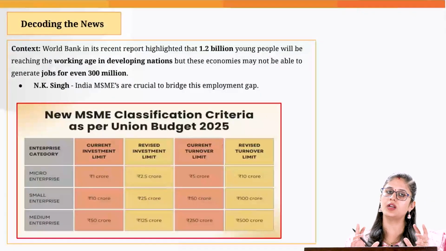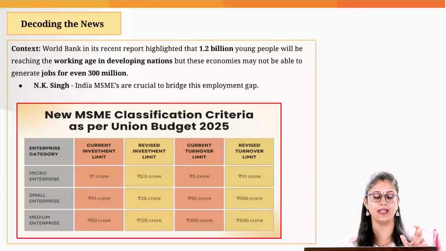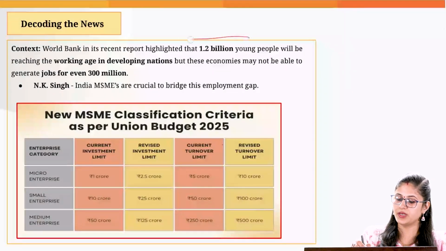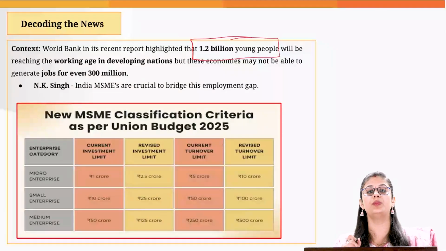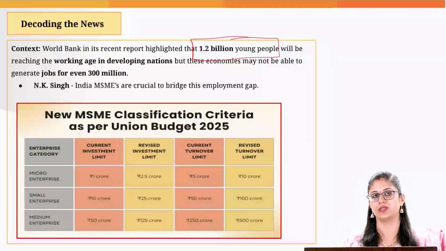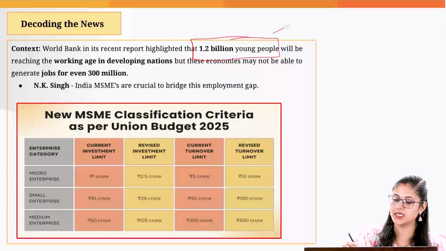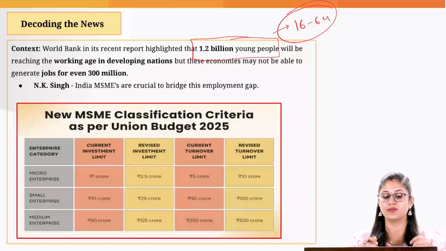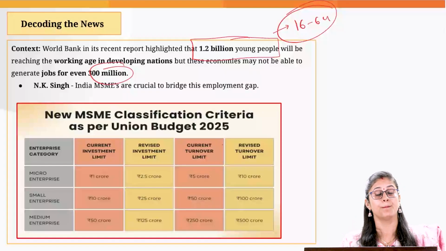Now, recently, the World Bank has come up with its report wherein it has highlighted that developing nations like India would be witnessing 1.2 billion youth entering the working age population. Working age population is roughly 16 years to 64 years. But the concerning fact which the World Bank has highlighted in its report is that these developing economies would not be in a position to generate jobs for even 300 million youths. In this backdrop, N.K. Singh has pointed out that when it comes to India, we need to focus upon the MSME sector to bridge this employment gap.